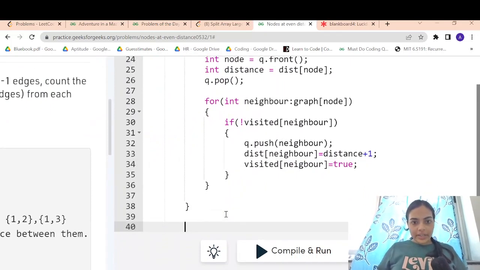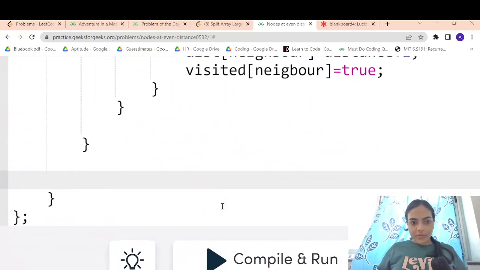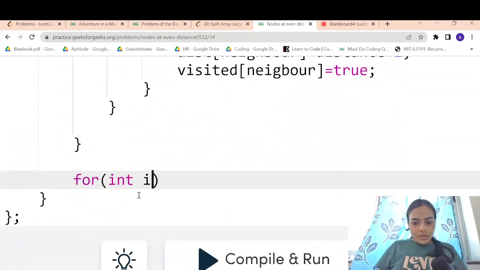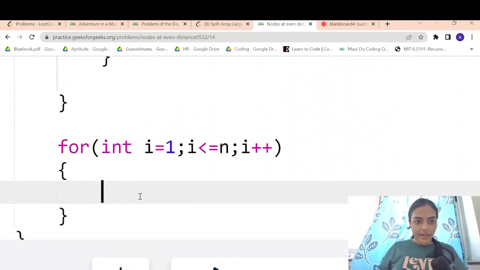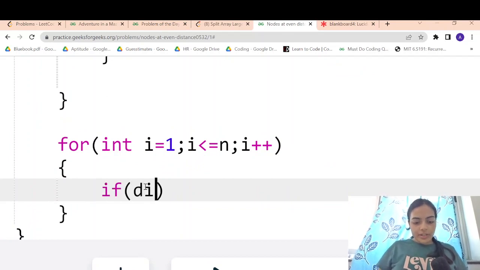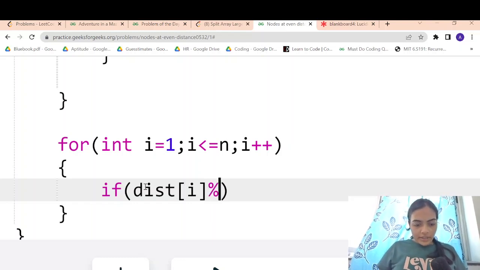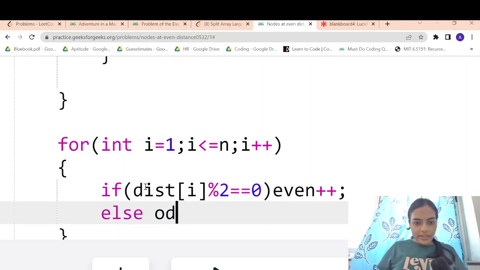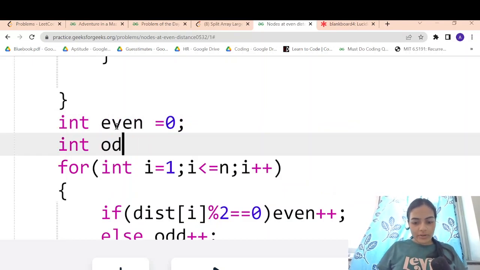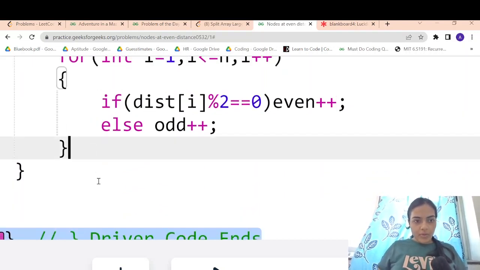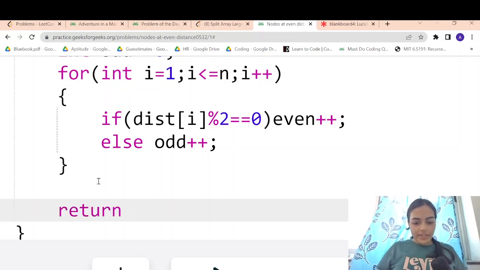Now when we exit from this, we have to count the total number of nodes that are at even distances and odd distances, right? So if distance of i is even, that means mod 2 is equal to 0, then let's say I increase the even count, else I increase the odd count, right? So this is what I'm doing. Initially let me give two variables, even is equal to 0, odd is equal to 0.